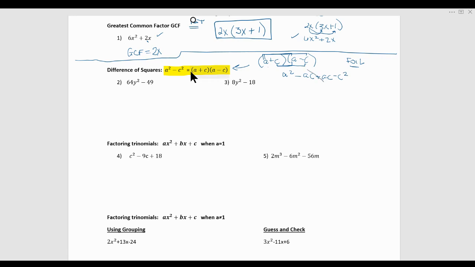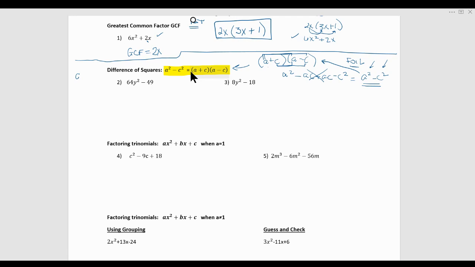You can see pretty quickly that these two center terms are going to cancel out, and we're going to be left with a squared minus c squared. So whenever we have two perfect squares, a squared minus c squared, they will always factor to the form a plus c times a minus c, where a and c are the positive roots of a squared and c squared. Let's go ahead and do that with a few examples.